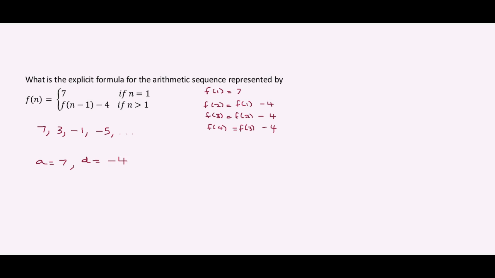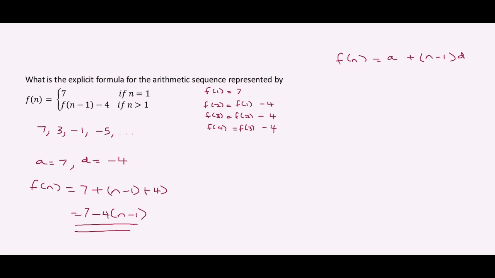So our explicit formula is going to be, the way we want to write the formula is a plus n minus 1 multiplied by d. So we have 7 plus n minus 1 multiplied by negative 4. So we have 7 minus 4 times n minus 1. That is our explicit formula.